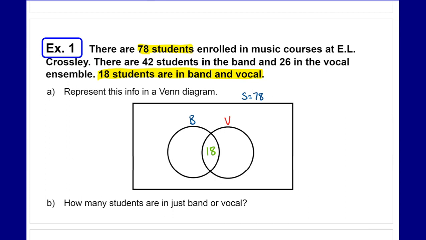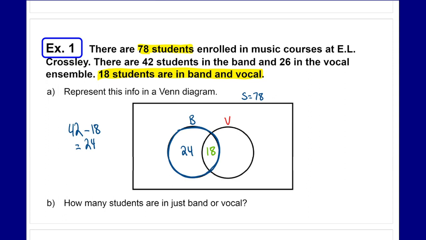What we want to do then is use that overlap to help us figure out how many are just remaining in each one. Because the band represents this entire circle, everything in this circle needs to add up to 42. So 42 students in total are in band, and 18 of them are part of the overlap. The remainder is going to be 42 minus 18, which is 24. So there are 24 students that are in just band.